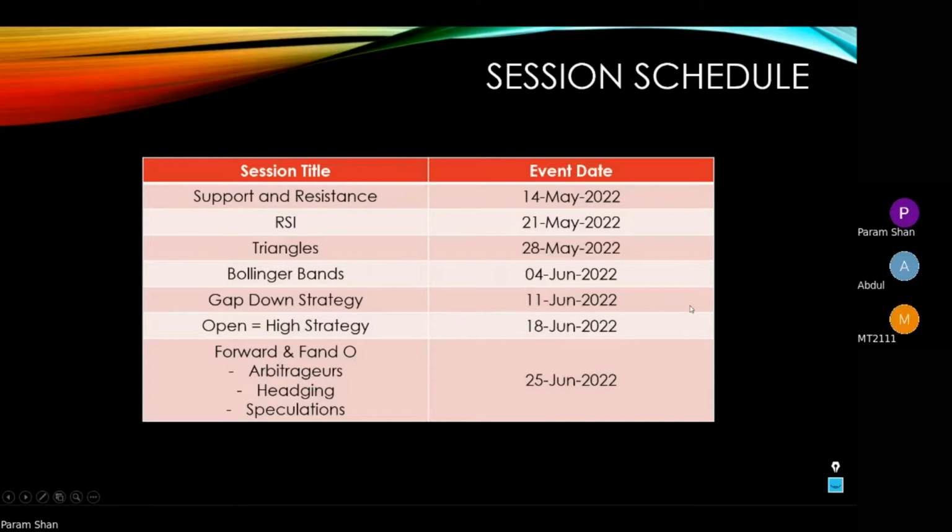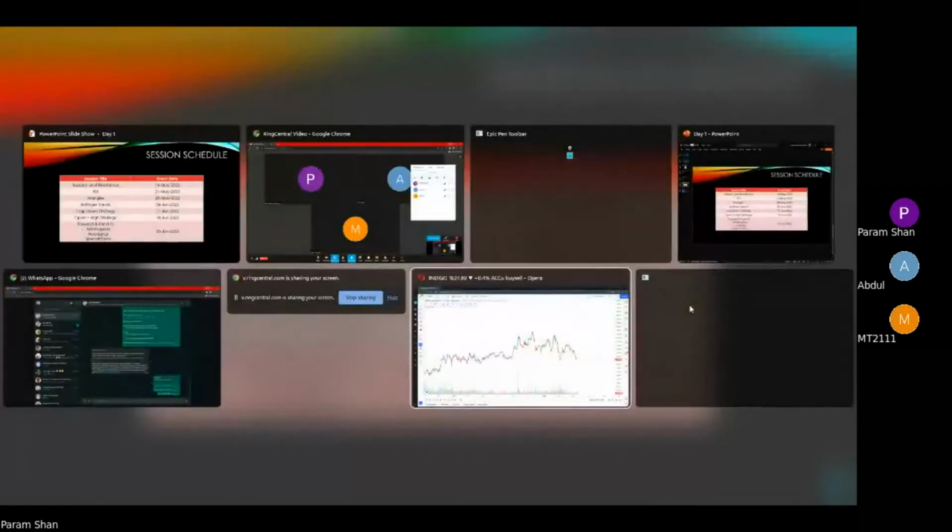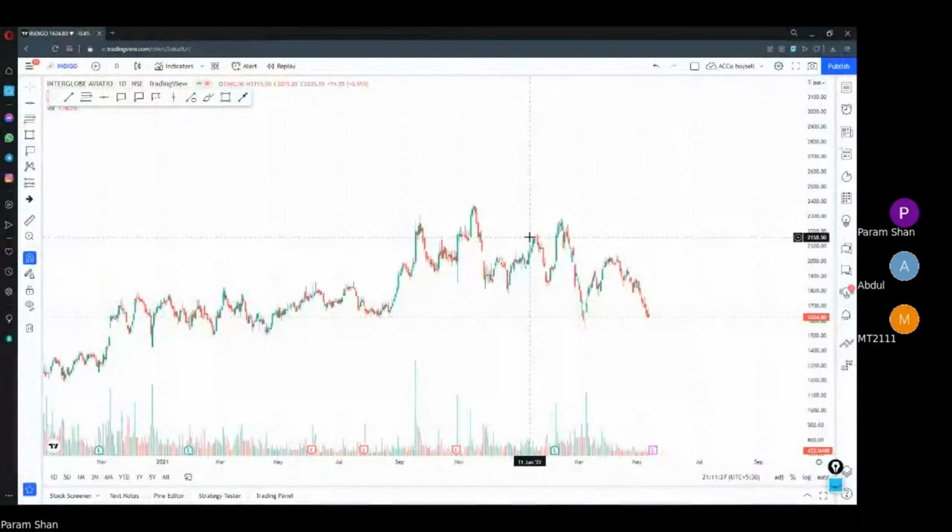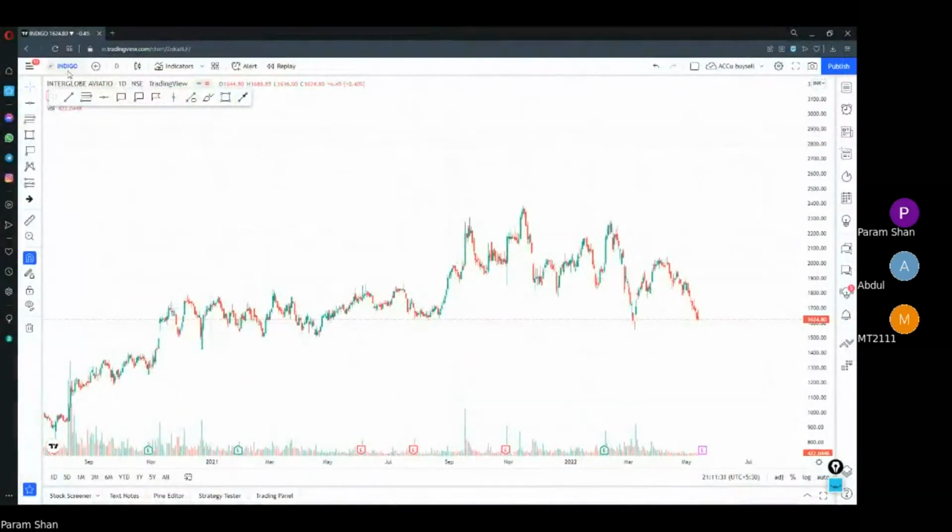Okay, right. So let me directly take you through the charts and we will talk about support and resistance. I'm just using TradingView for the explanation, and I have taken Indigo, and the time frame is 1 day. Before we talk about support and resistance, it is very important you understand certain things.